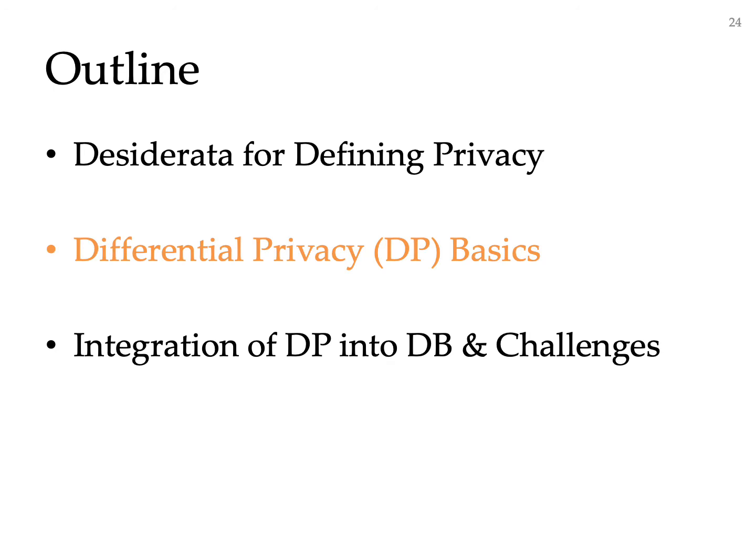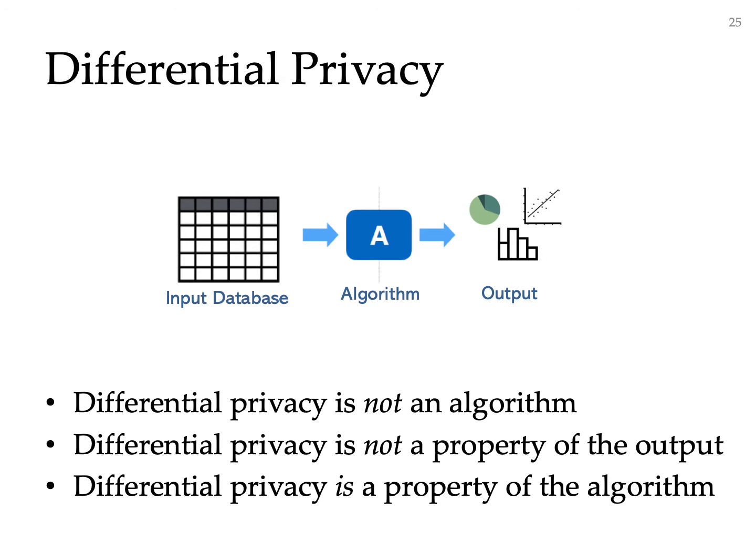Now let's take a look at some basic concepts of differential privacy. In general, differential privacy is not an algorithm or a property of the algorithm's output. It is a property of the algorithm itself. So let's keep this in mind, and we will start our discussion.